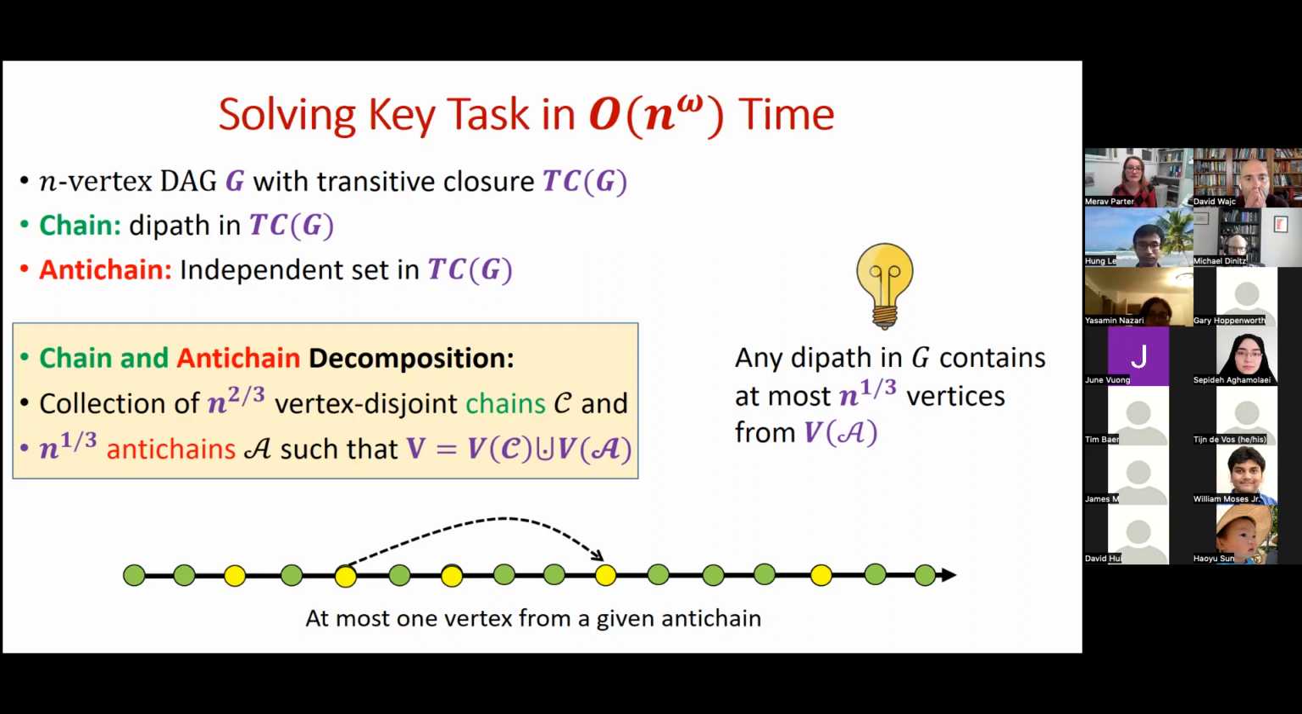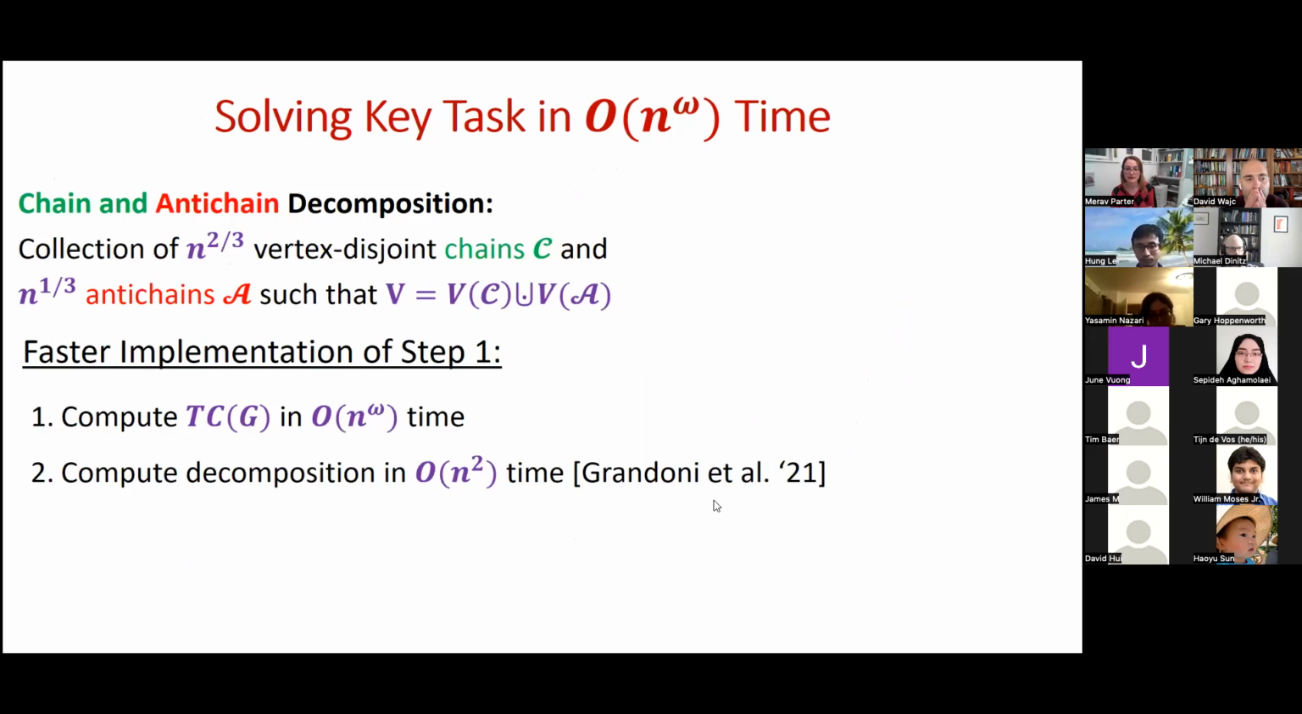So this gives us an efficient way to compute this path collection. What you can do is first compute the transitive closure. This takes n to the omega time, and this is the barrier of this step. And then you can just compute this chain anti-chain decomposition. We have an efficient algorithm to do that in n² time due to Grandoni et al. And take the chain part of this decomposition. This is exactly the n to the 2/3 paths that we are going to work on from that point on.